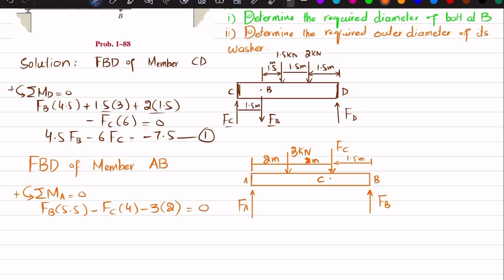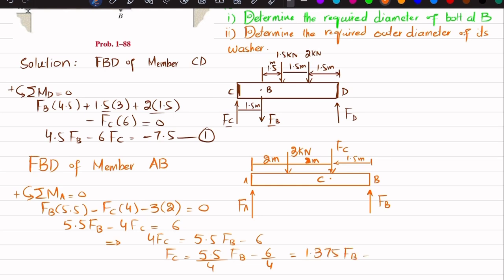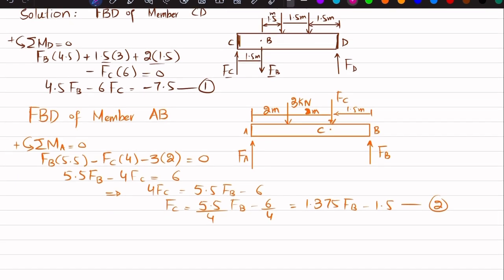So what we will get is 5.5 times FB minus 4 FC is equal to 6. So from here you will get 4 FC is equal to 5.5 times FB minus 6. And if you divide by 4 on both sides, you will get 5.5 divided by 4 FB minus 6 divided by 4. That will give you 1.375 times FB, and 6 divided by 4 is 1.5. And this is your equation number 2.